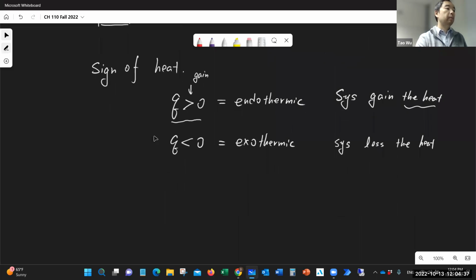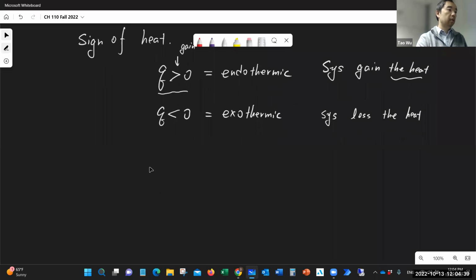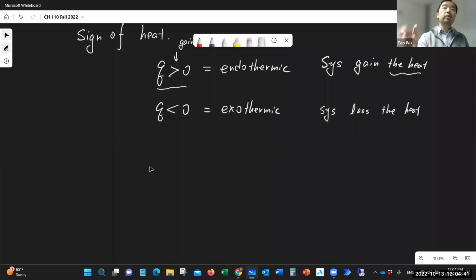Okay, we will talk about this later. So positive is endo, negative is exo. Negative means this system is losing the heat. Positive means they gain the heat. Okay, so the next one is the unit of the heat.